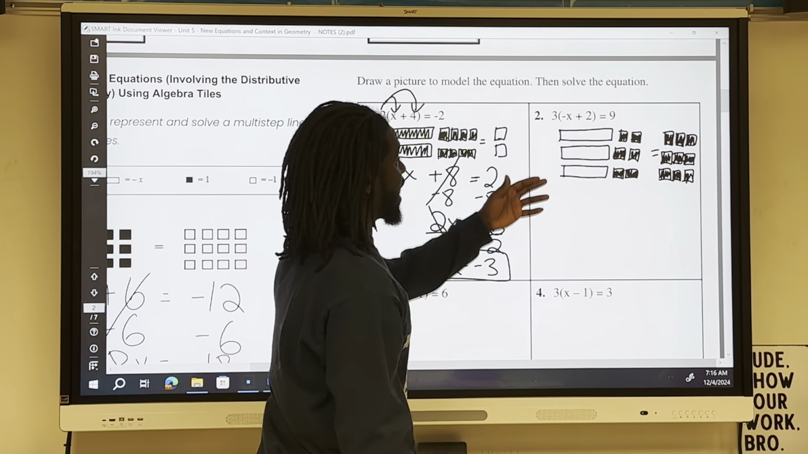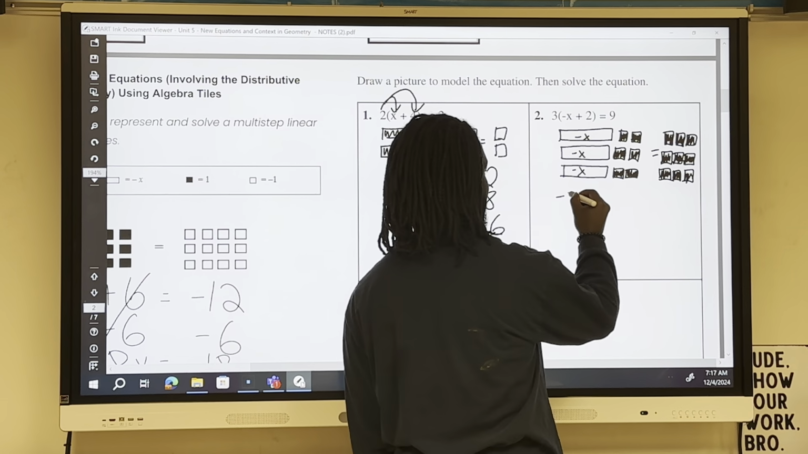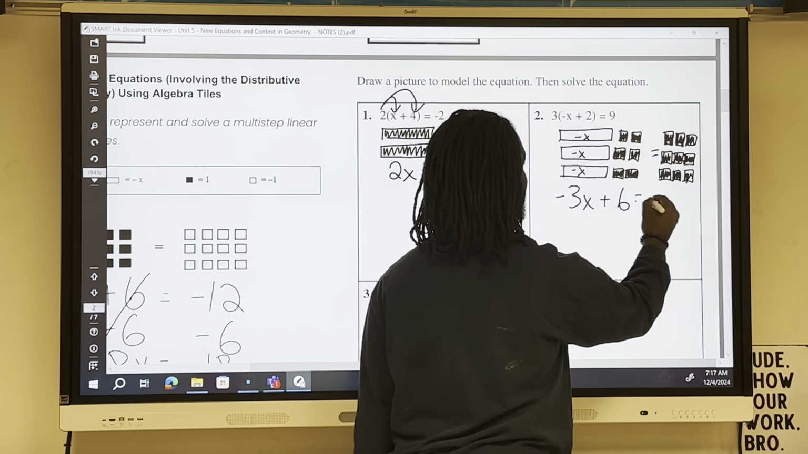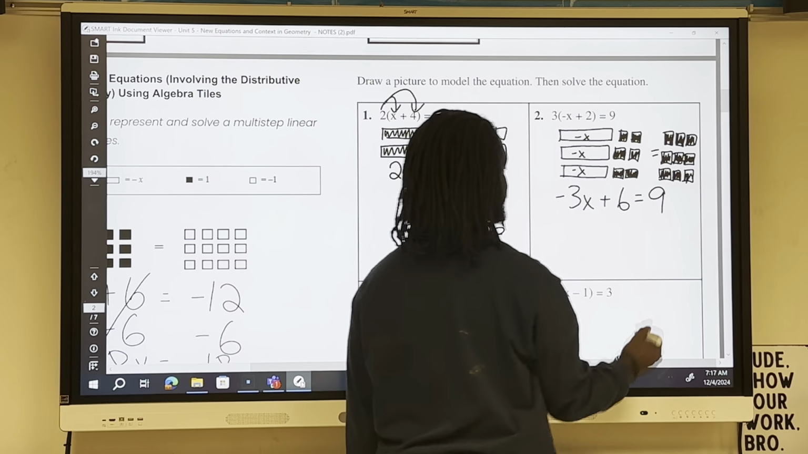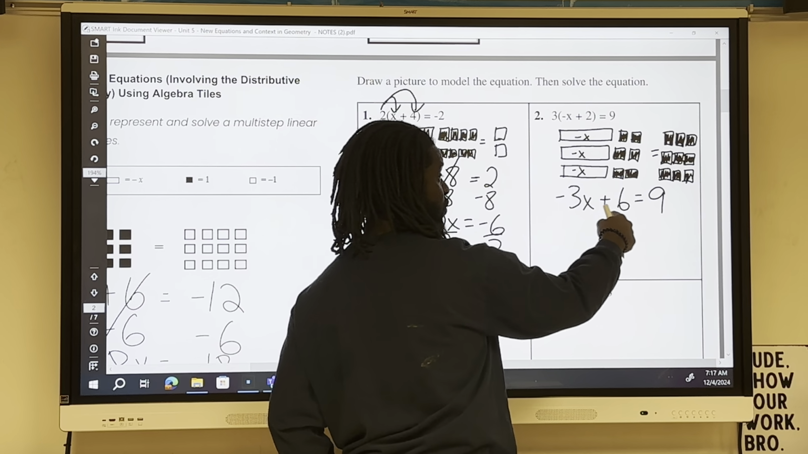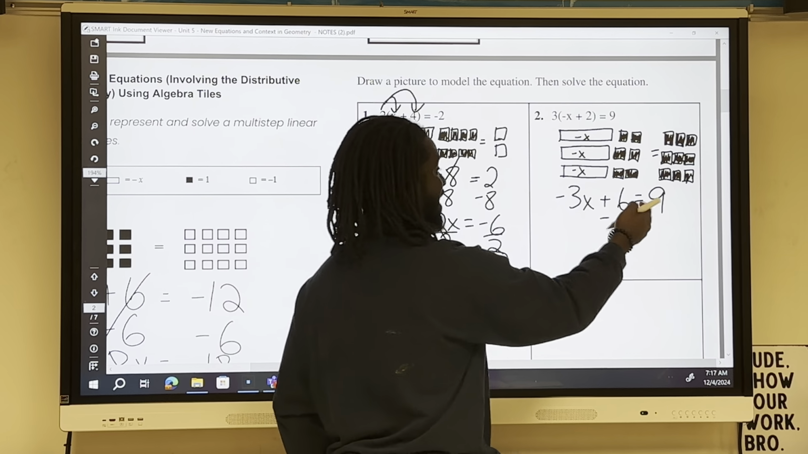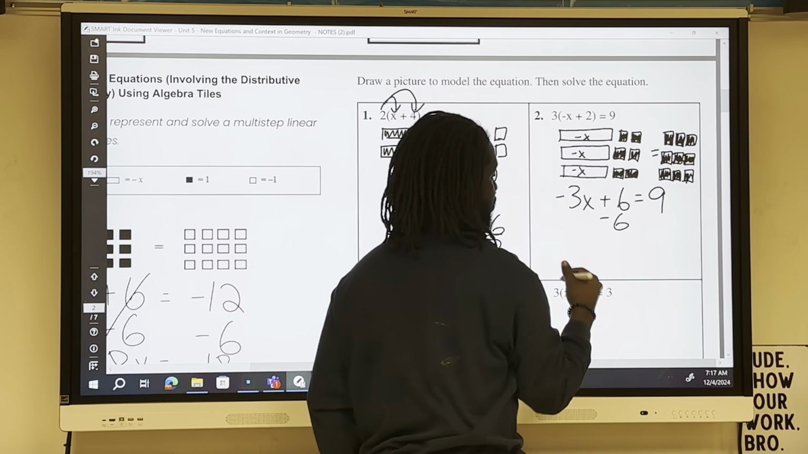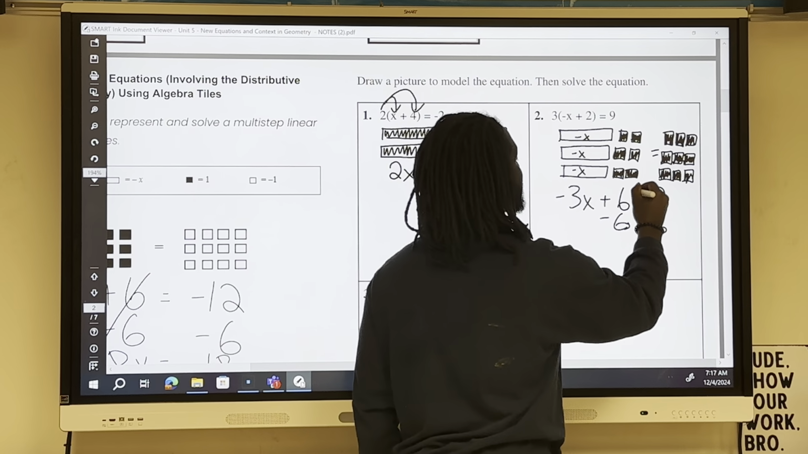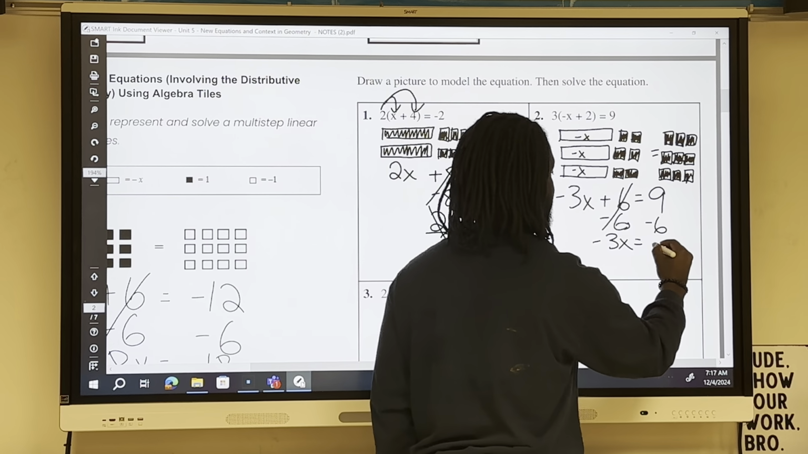All right. Okay. So and again, remember these are all negative x's. So how many negative x's do I have? I have -3x, right? And then 2, 4, 6 plus 6 equals 3, 6, 9. All right, and then 9. So I'm trying to get the x by itself. So I got to get rid of this +6, these positive 6's. And so I'm going to add -6. I'm going to add -6 squares to make 0 pairs. Whatever I do to one side, I also have to do to the other side. These are going to cancel. I'm left with -3x equals 9 minus 6 is 3.